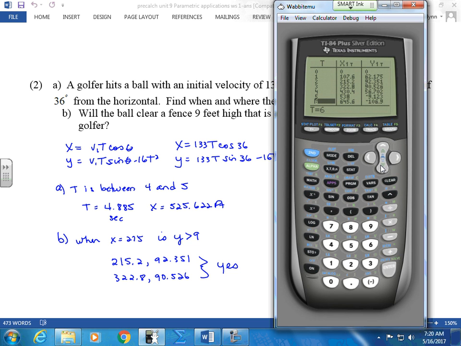There's my maximum height. So if you struggle with your window, here it is. Here's your vertical distance. Like make it 100, somewhere in the 90s, somewhere up there. Here's your horizontal distance. When it hits the ground, make it like 600. So we're close enough.